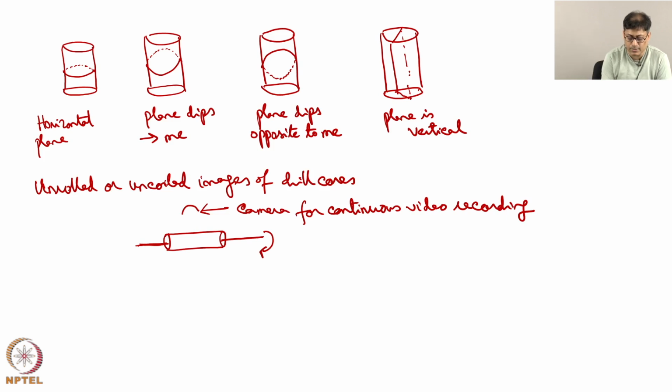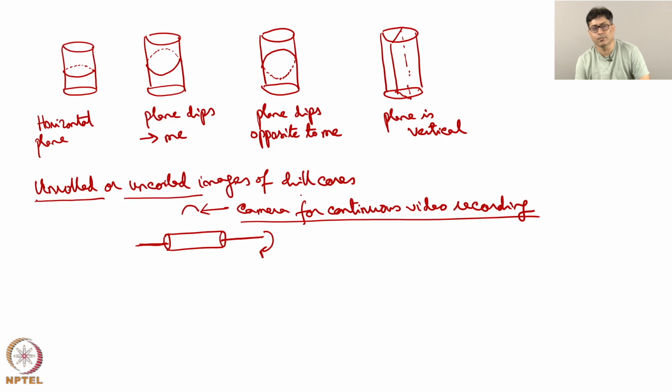Then the image that is captured from the camera will be unrolled or uncoiled to give an idea about the intersection between the plane and the drill core. To understand the unrolling and uncoiling of the images, there is a simple way. In this case, suppose we have got a vertical drill core on which a plane has intersected as a curved line, then we can put a tracing sheet surrounding the drill core. What does it mean?